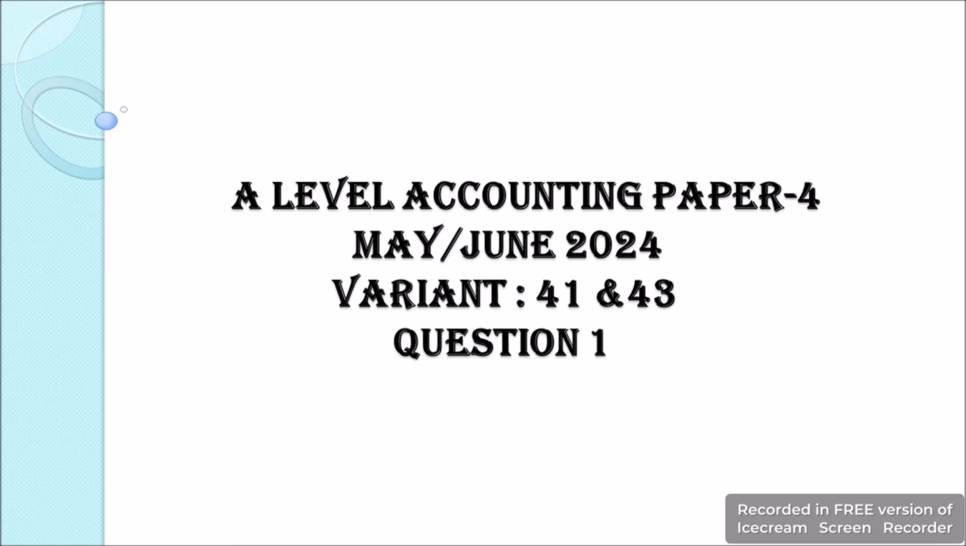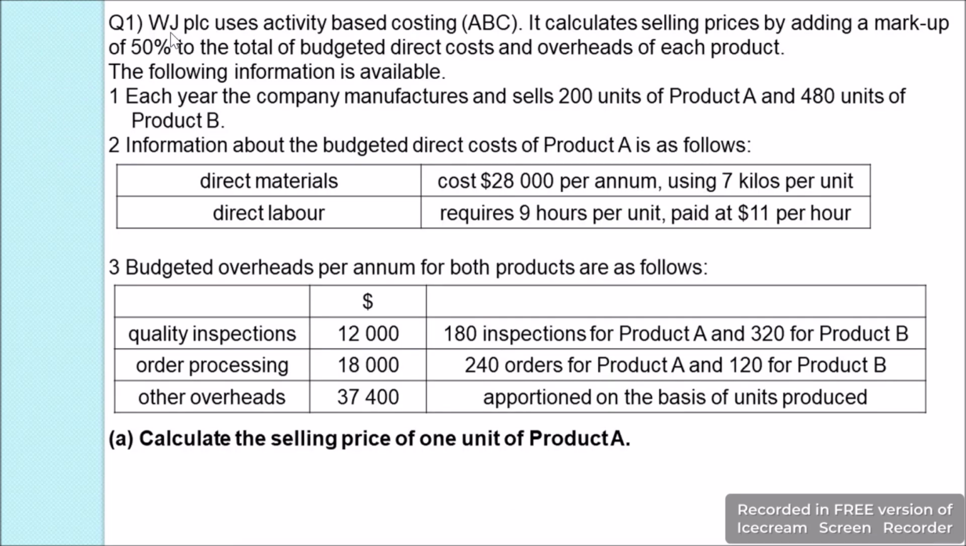Question 1. The question states that WJPLC uses activity-based costing, ABC. It calculates selling price by adding a markup of 50% to the total of the budgeted direct cost and overheads of each product. The following information is available. Each year, the company manufactures and sells 200 units of product A and 480 units of product B.